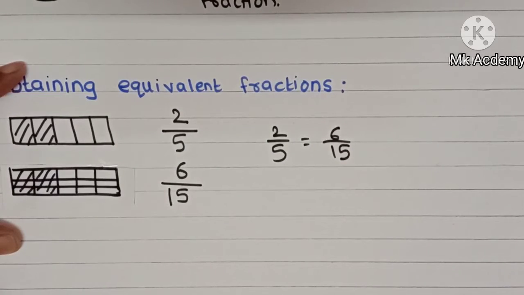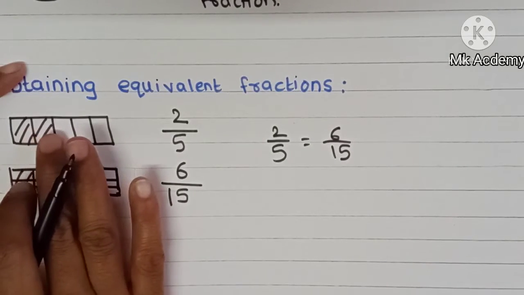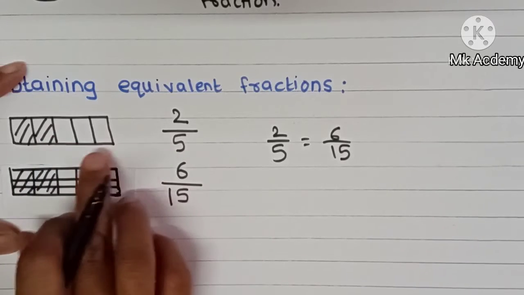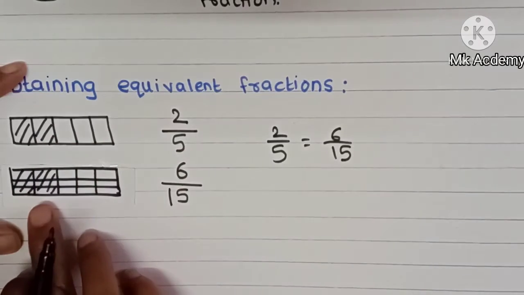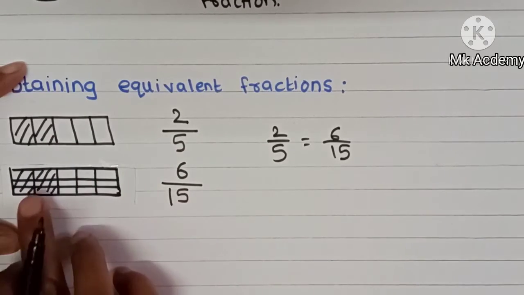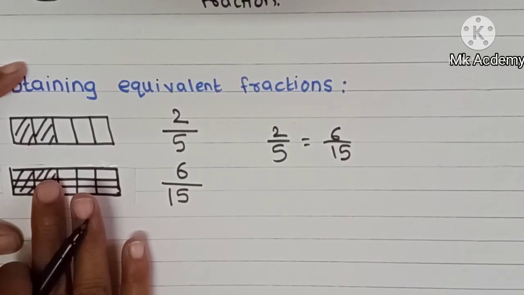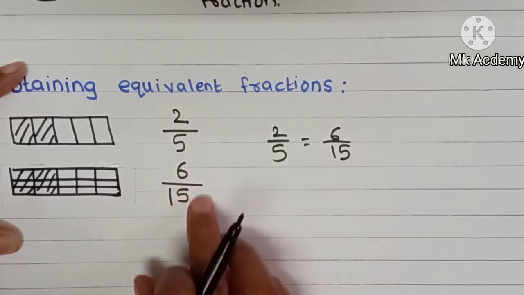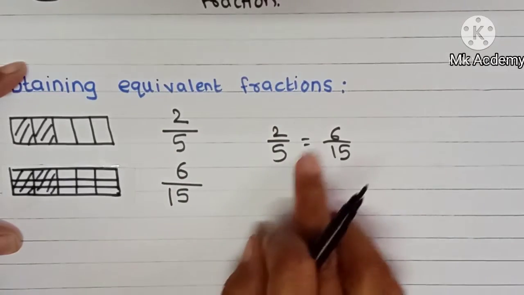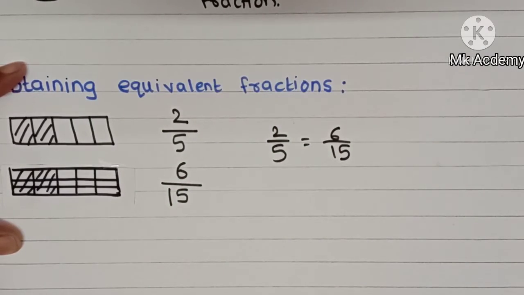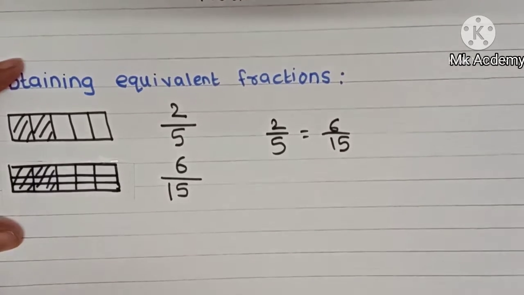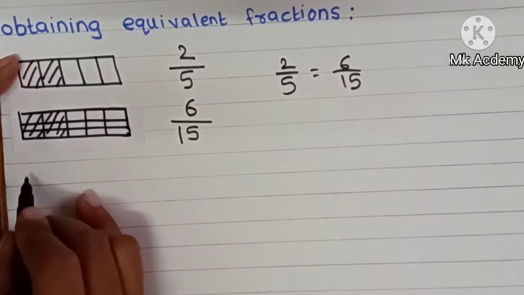6/15. Understood? Same step. First we divide this into 5 equal parts and two parts are colored. And same step we divide into 15 equal parts and 6 parts are colored. Means see, the same part is colored but the fraction is different. Means these two fractions are same.